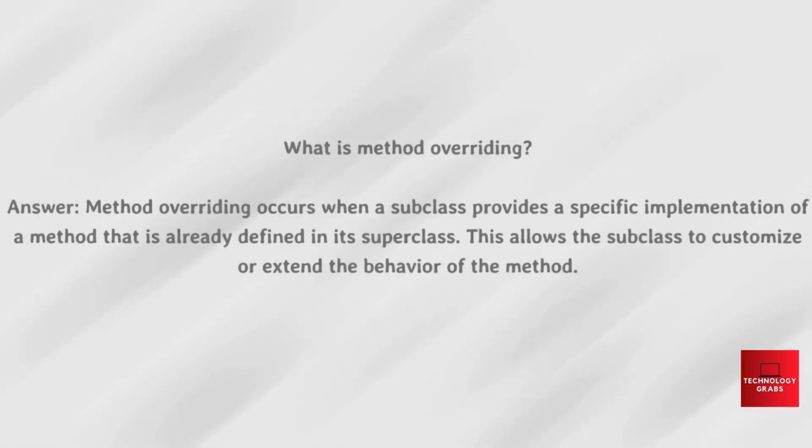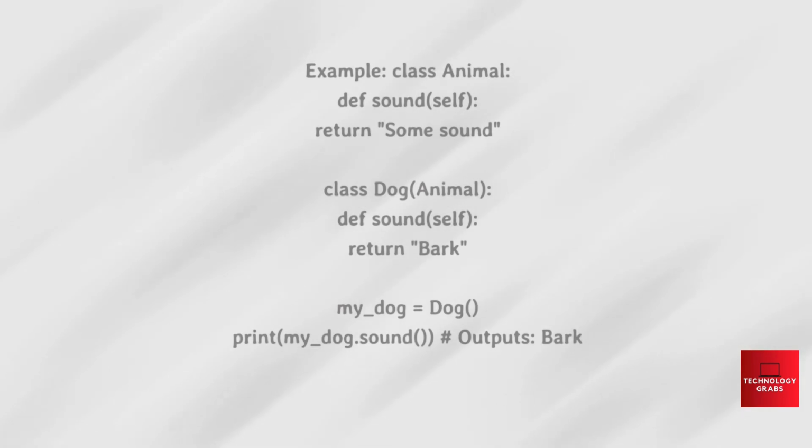What is method overriding? Answer: method overriding occurs when a subclass provides a specific implementation of a method that is already defined in its superclass. This allows the subclass to customize or extend the behavior of the method. Example: class Animal, def sound(self): return "some sound"; class Dog(Animal), def sound(self): return "bark"; my_dog = Dog(), print(my_dog.sound()) # outputs bark.